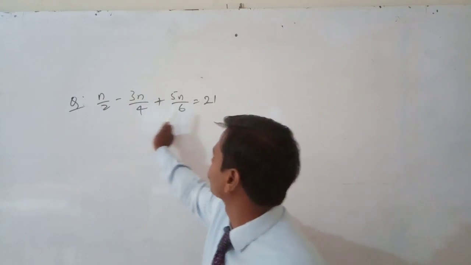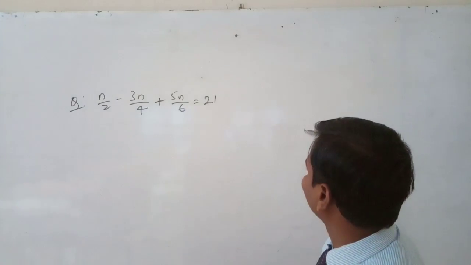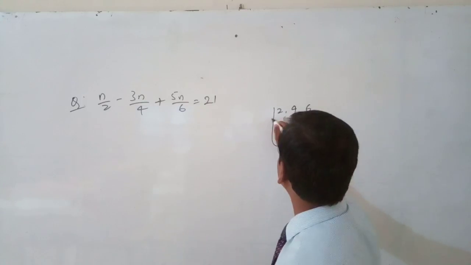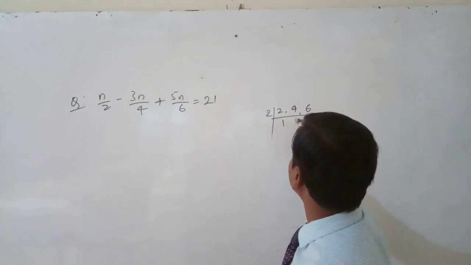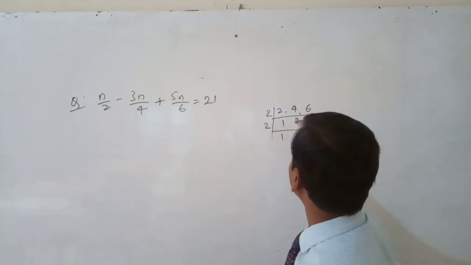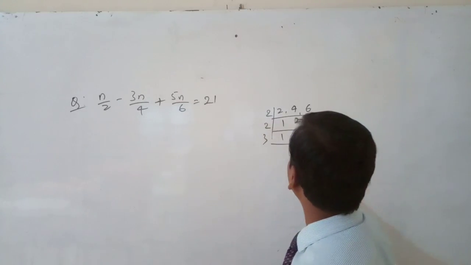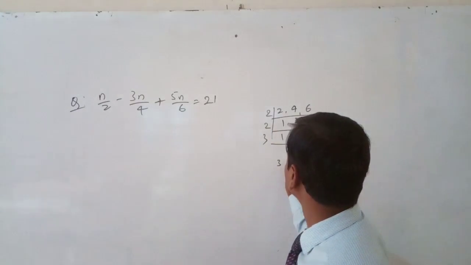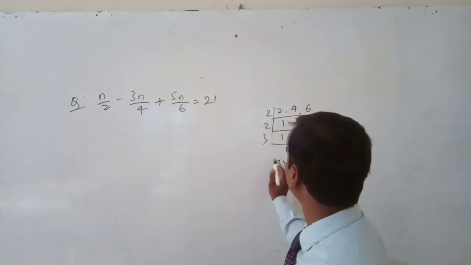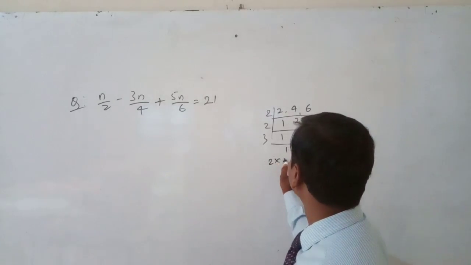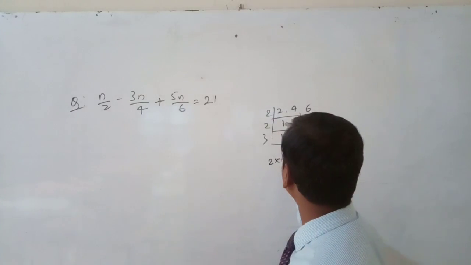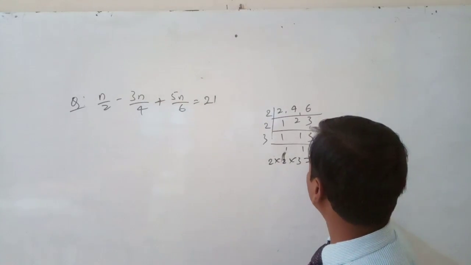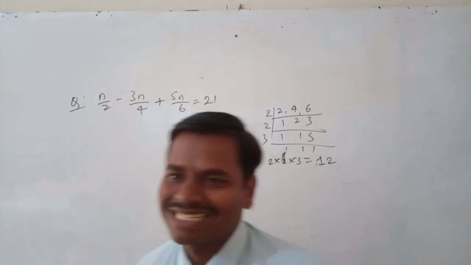LCM of 2, 4, 6. What is here? LCM of 2, 4, 6. First we should find the LCM. 2 ones are 2, 2 twos are 4, 2 threes are 6, 3 ones are 3, 3 twos are 6, 6 twos are 12. 12 is the LCM value.